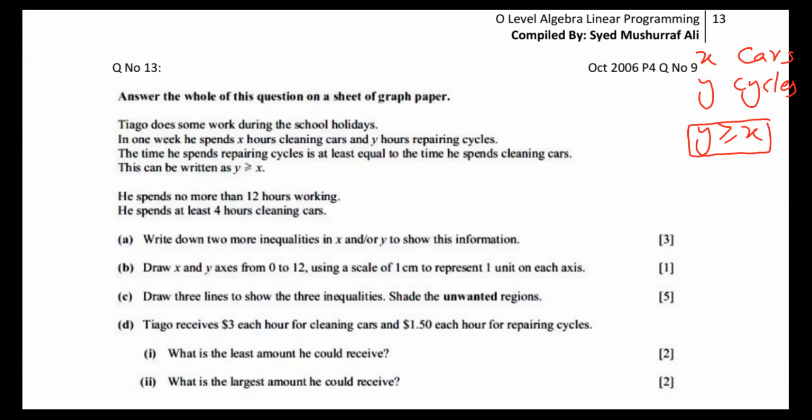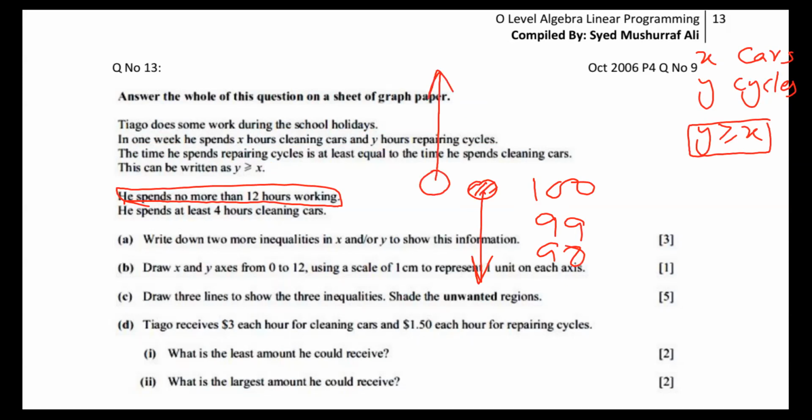Now he said no more than 12 hours working. For example, your father says that you cannot spend more than 100 real. It means 100 real and below. So this is the idea behind it. You cannot spend more than 100, so it means 100 and below.